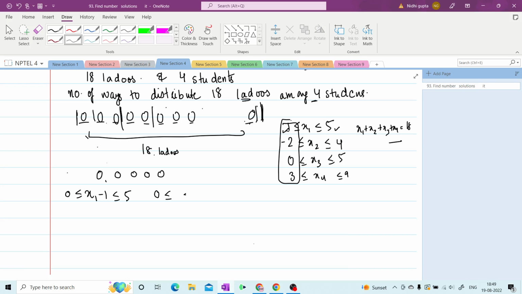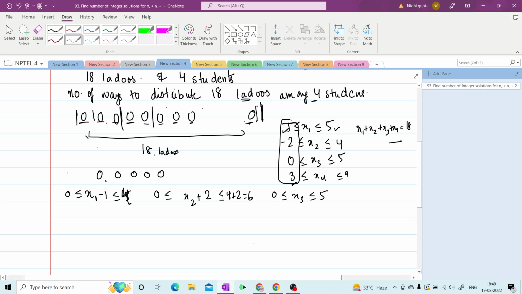Okay, so we see that we'll have these conditions. 5 minus 1, which is 4. For x2, we are adding 2 in all these inequalities, so this is 4 plus 2, which is 6. Then for the third, we already have the lower bound 0, so we don't change this. And now we want to make x4's lower bound 0, so we are subtracting 3 from each of these. So we get 0 ≤ x4 minus 3 ≤ 6.